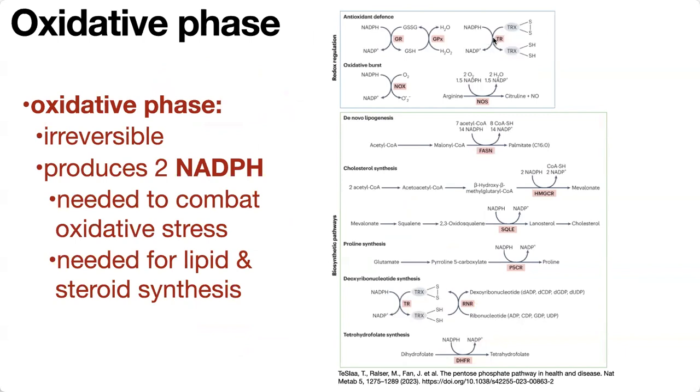There are also things like thioredoxin reductase that uses NADPH, and various other antioxidant roles that we need the NADPH for.